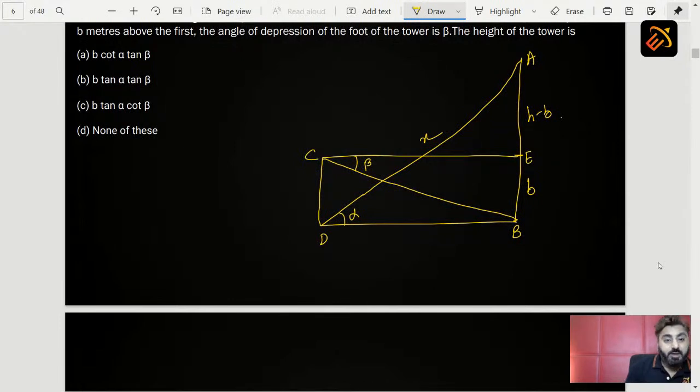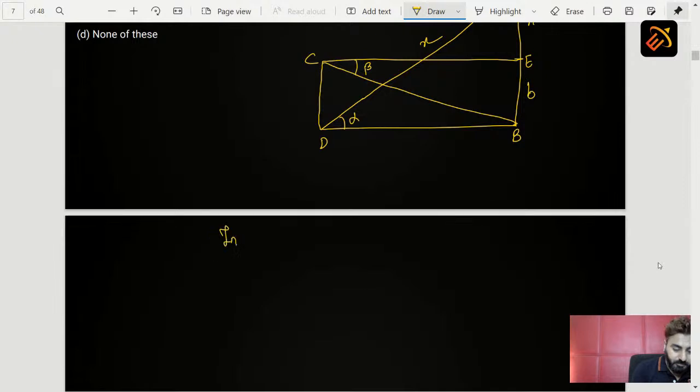in right angle triangle ABD, which is a right angle triangle, AB upon BD is equal to tan alpha. H by x is equal to tan alpha. So h is equal to x into tan alpha.